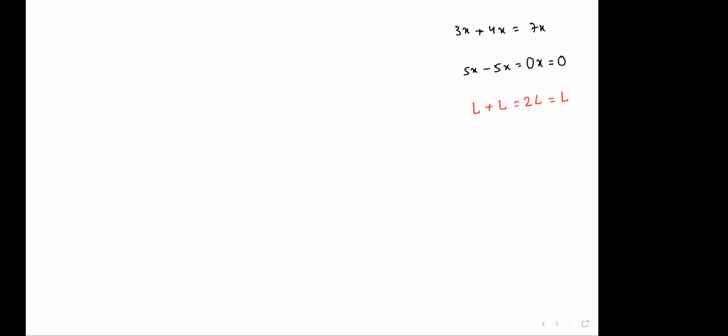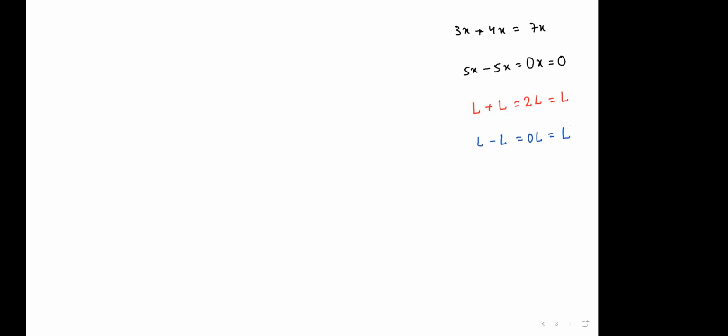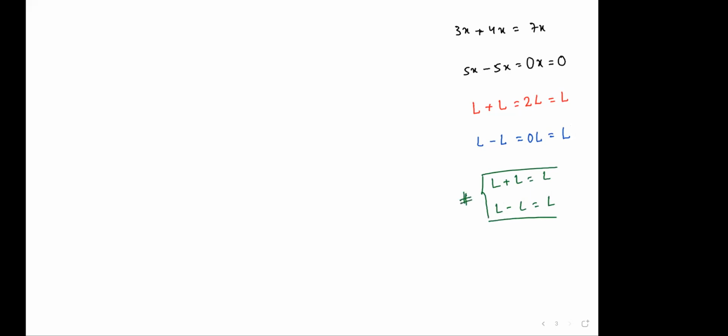Yes, sir. Similarly, if we subtract L minus L, it would be nothing but 0 times L. And 0 is a numerical value, which is a dimensionless constant, so we can simply remove it, and we are left with just L. So what do we conclude from this expression? L plus L would be L itself. Similarly, L minus L would be L itself. This particular rule is valid only for dimensions. Mariam, any doubt? No, sir.